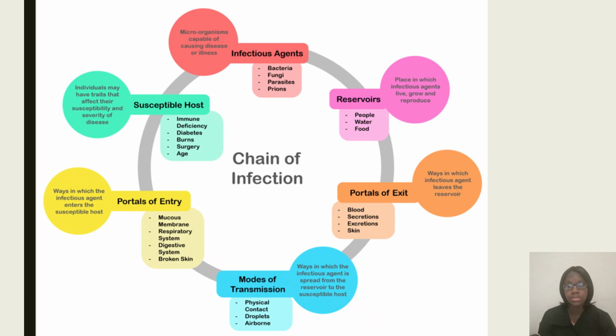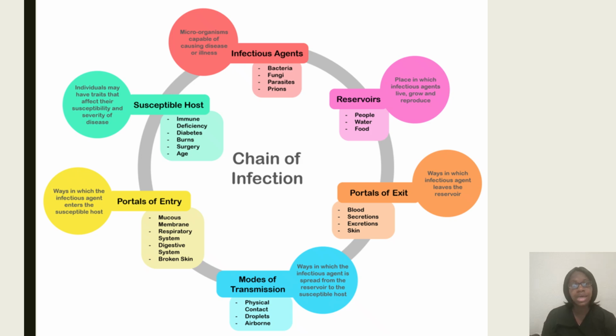And then you have your portals of exit. These are ways in which infectious agent leaves the reservoir. For this one, you have your blood, secretions, excretions, and your skin. For the modes of transmission, these are the ways in which the infectious agent can spread from the reservoir to the susceptible host. Your portals of entry is the ways in which the infectious agent enters the susceptible host, which is your mucous membrane, respiratory system, digestive system, any type of broken skin.